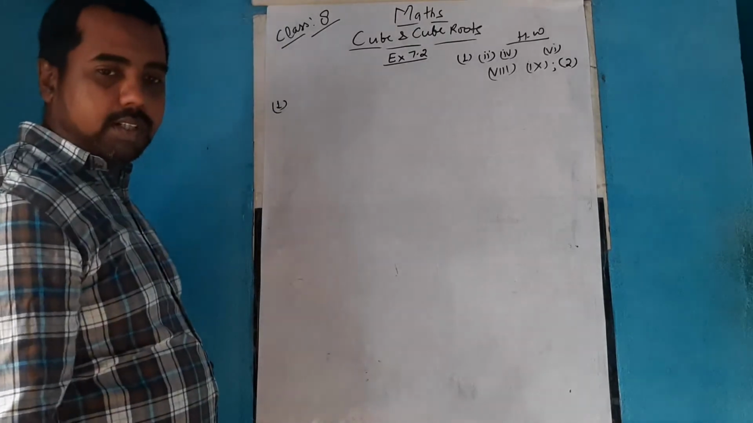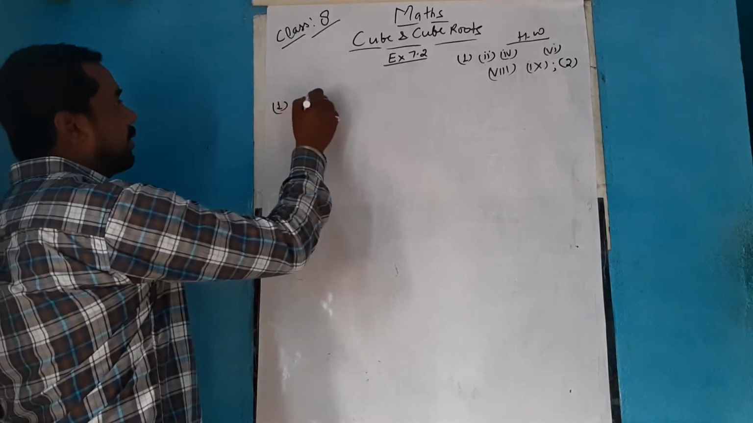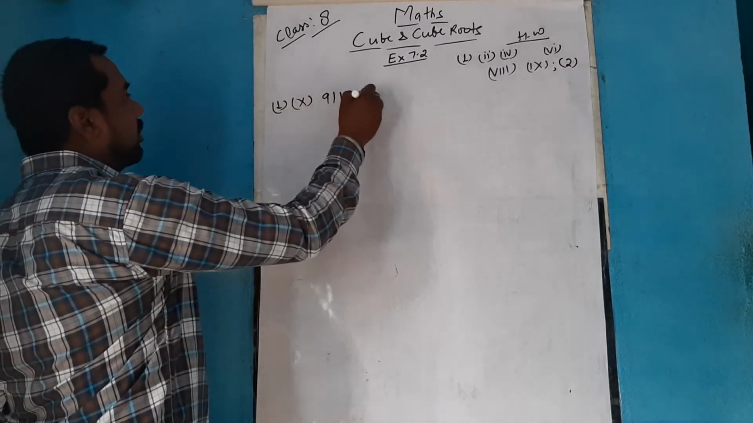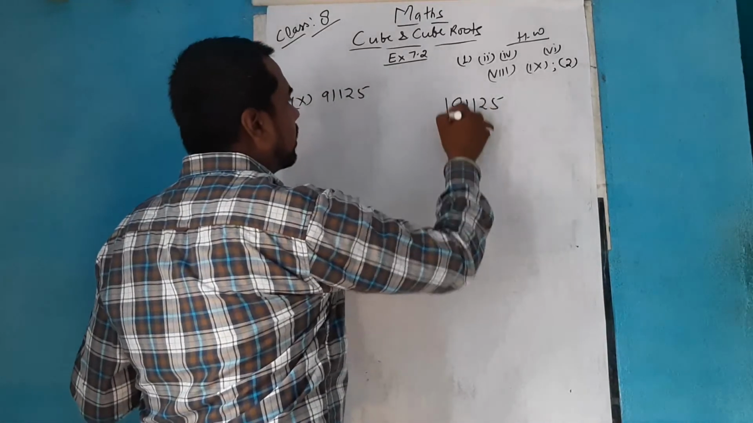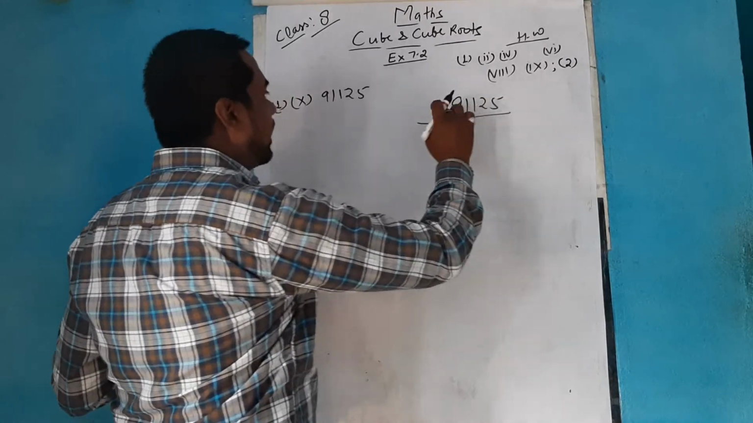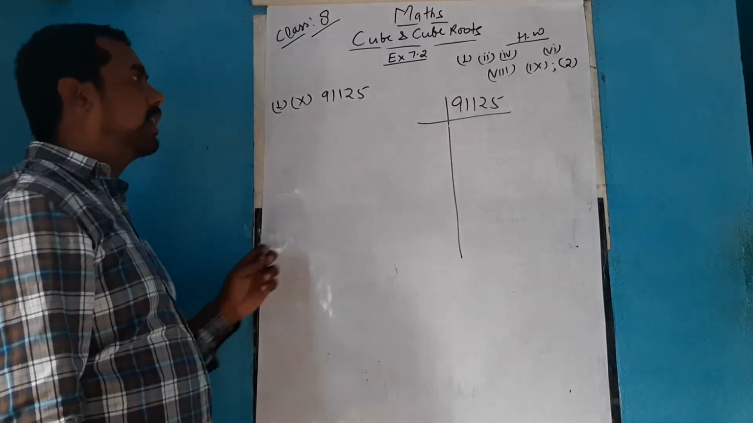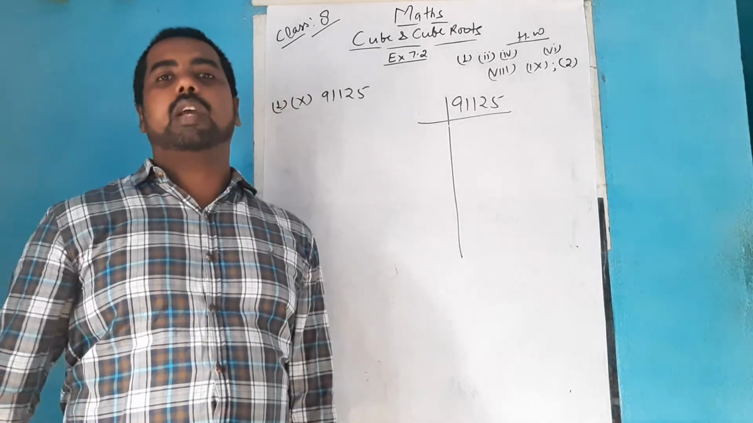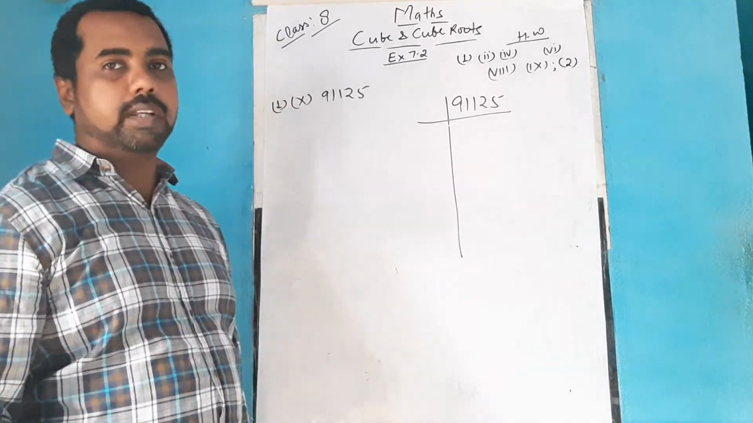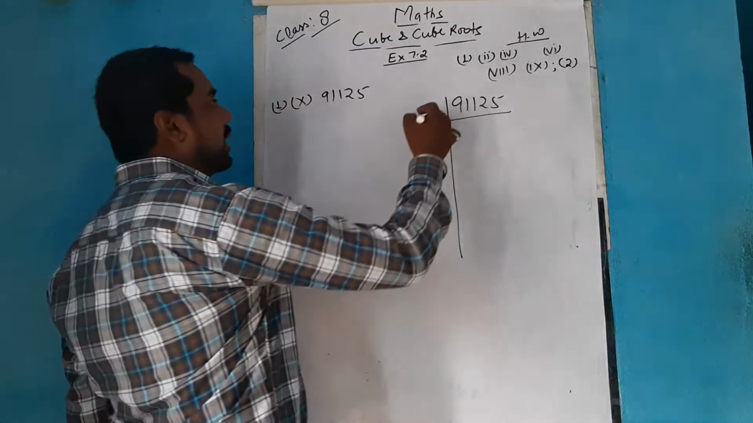So the 10th part is now 91125. We'll start with 9 plus 2 is 11, 11 plus 2 is 13, 13 plus 5 is 18. Although it is ending with 5, when we have done the sum of digits, it is coming 18. It means it would be divisible by 3.